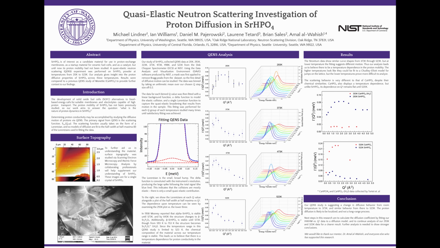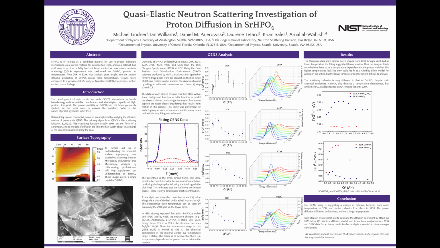We also compared our analysis to that of a different material, monazite or SrHPO4. The scattering behavior is very different in our material to that of monazite. Monazite also displays a temperature dependence, but unlike in strontium hydrogen phosphate, its dependence on Q squared remains relatively flat until much higher temperatures. This leads us to hypothesize that it is unlikely that strontium hydrogen phosphate undergoes long-range diffusion at high temperatures.